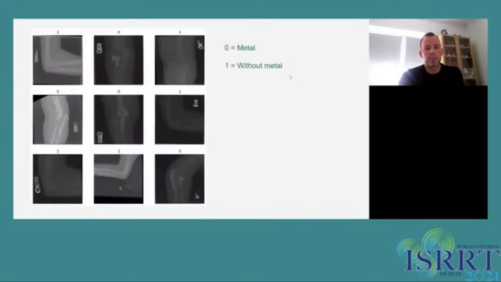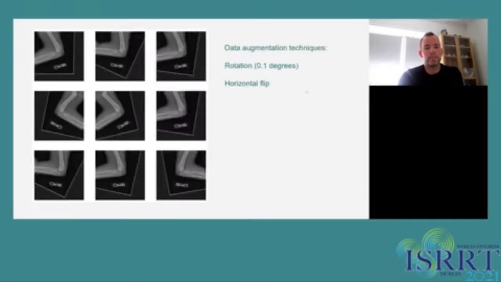These are some sample images with and without metal. It should be simple for the neural network to differentiate between images with and without metal because of the high Hounsfield unit of the metal. We also used some data augmentation techniques to increase the dataset size. We rotated each image 0.1 degrees, and then we did something called horizontal flip, just flipping each image. This increased the dataset size significantly.